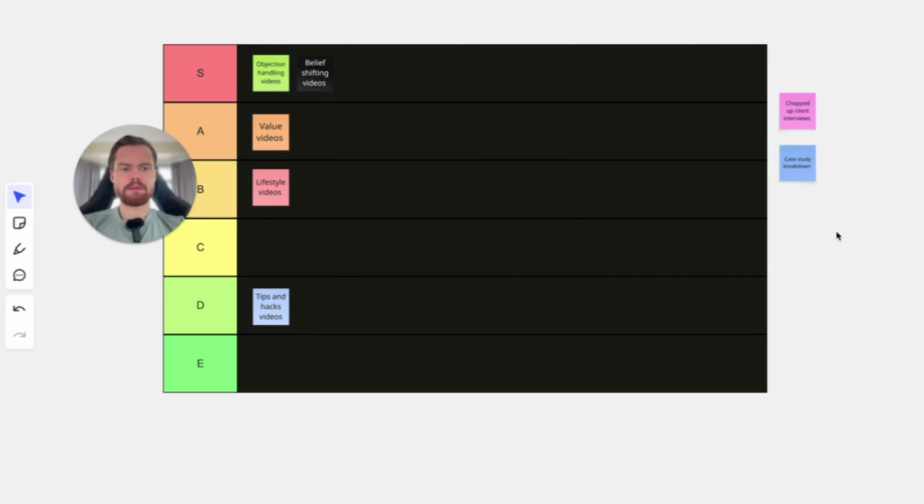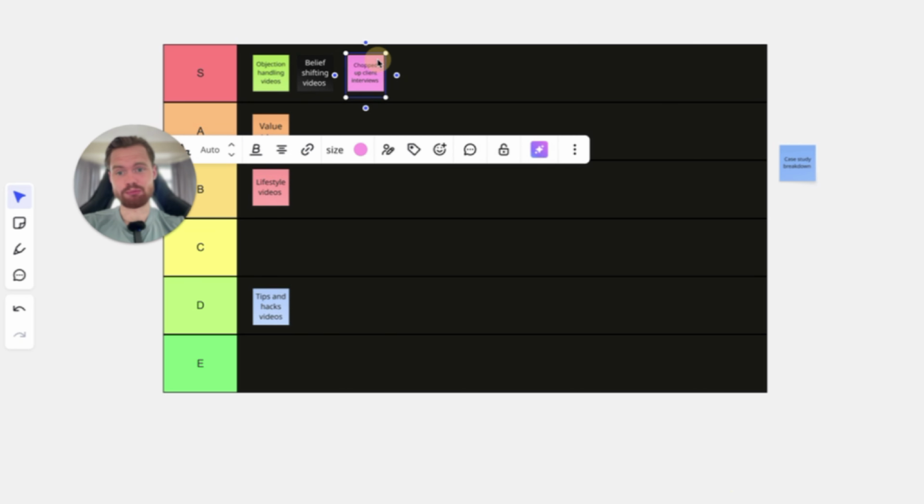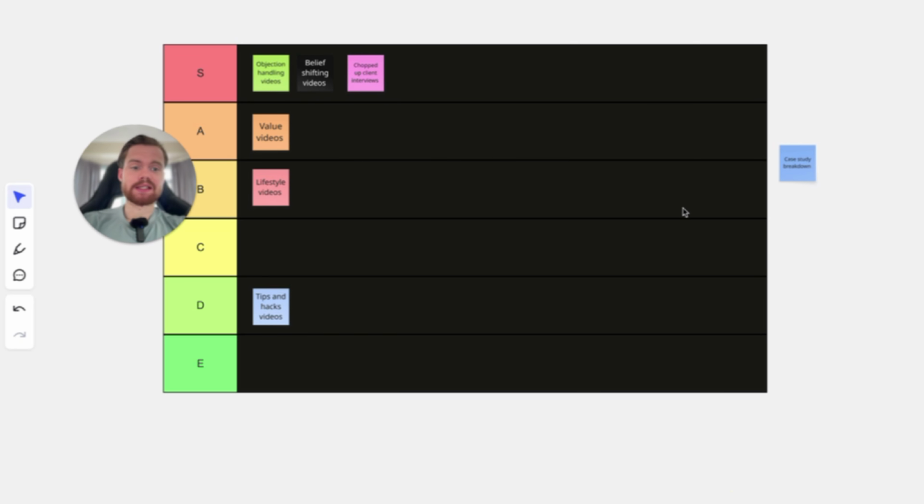Next is chopped up client interviews, and again, this is going to be another S tier piece of content. I'm putting you on game right now. The reason why I say this is because when another person sees a result from someone like them, they're more likely to buy. It's actually a 70% more likelihood that they are going to buy from you.